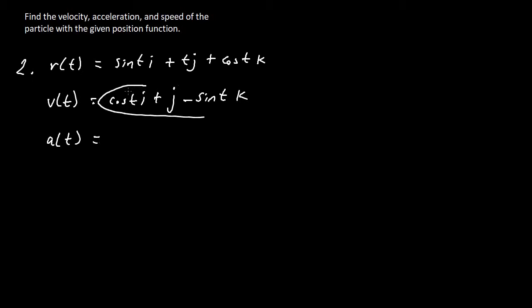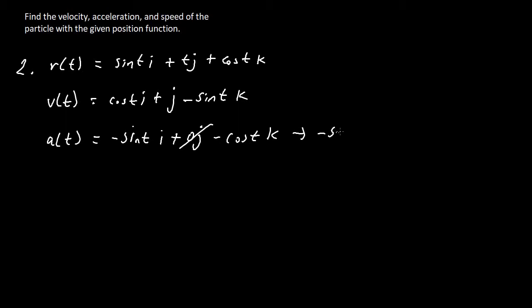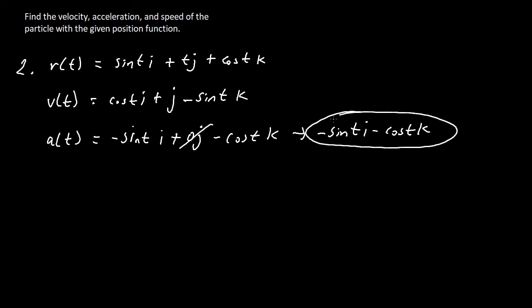So deriving the velocity function here, the derivative of cosine t is negative sine t, so we get negative sine t i. Now the coefficient in front of the j is 1, and the derivative of 1 is 0, so we get 0 times j. And then the derivative of negative sine is going to be negative cosine, so minus cosine t k. The 0 and the j will cancel, and so we're left with negative sine t i minus cosine t k as the acceleration function.